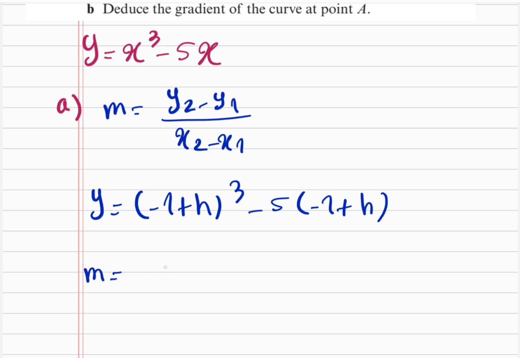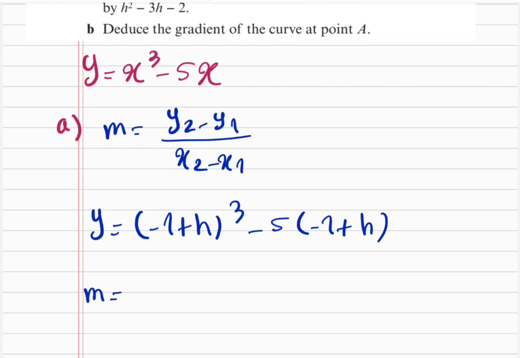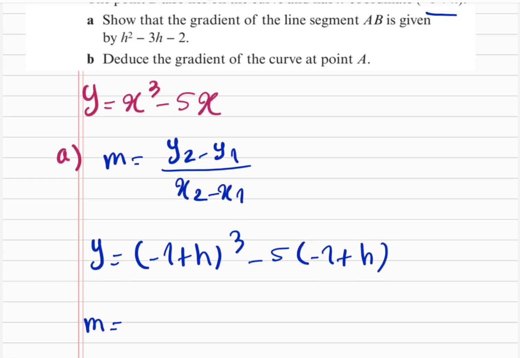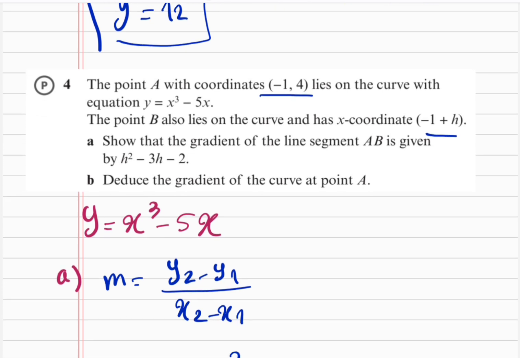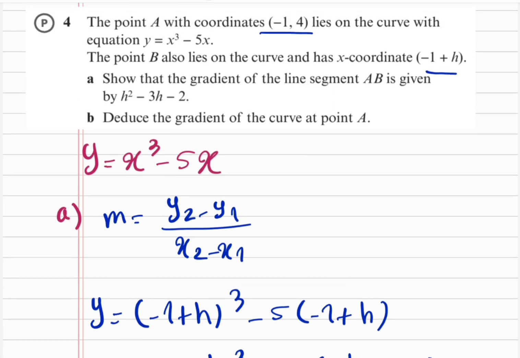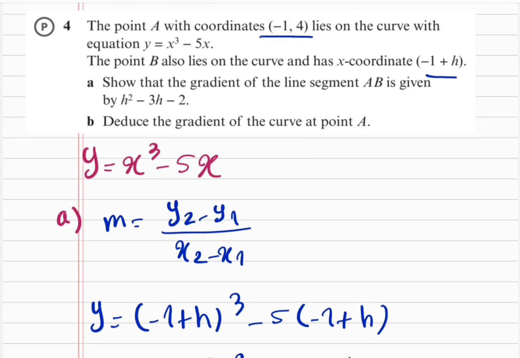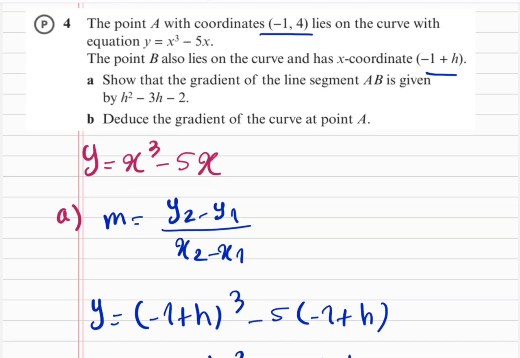So for the gradient, let's pick the y coordinate of B as y2. So we are going to have (-1 + h) cubed - 5 times (-1 + h), and then this minus y1, where y1 is the y coordinate of A. And for the denominator, the x coordinate of point B is -1 + h, and then this minus the x coordinate of point A, which is -1, so it is plus 1.